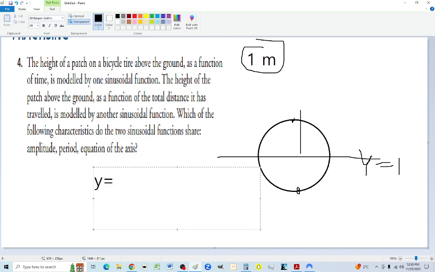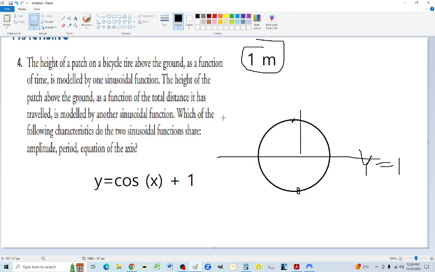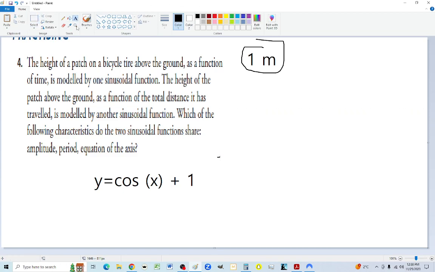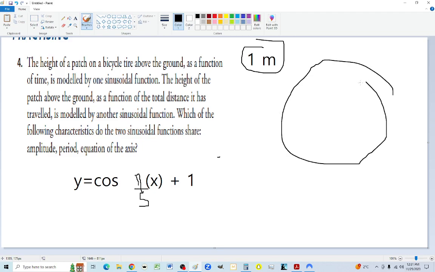Y is equal to cos x plus 1. And that will give us a tire that starts when the patch is at the top. And that tells us the amplitude is 1 and the axis is 1. And if it's a multiplication of time, let's just say that it takes 10 seconds to revolve. If it takes 10 seconds to revolve, we're talking about 2 pi over 10, which is pi over 5. So it takes 10 seconds for the tire to go all the way around.